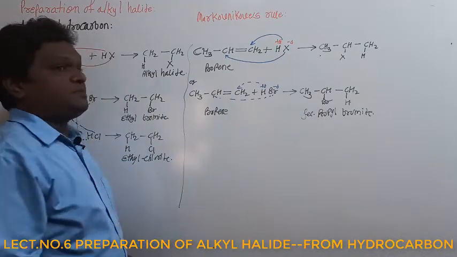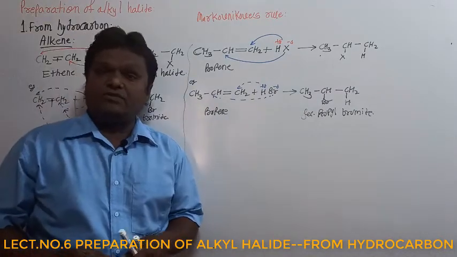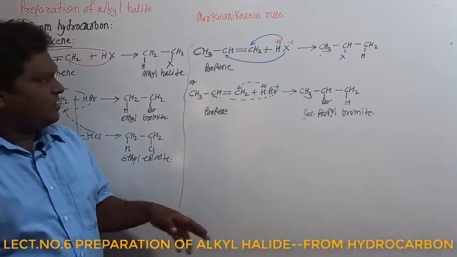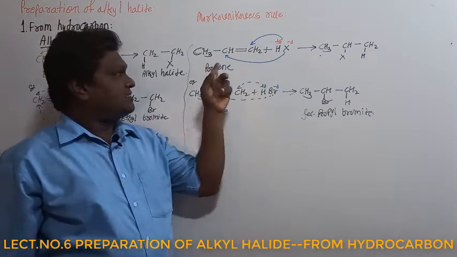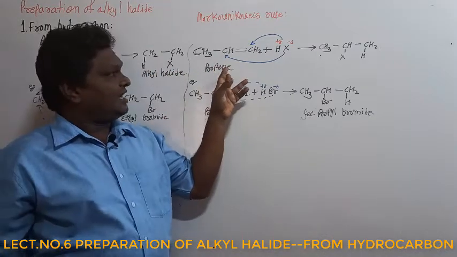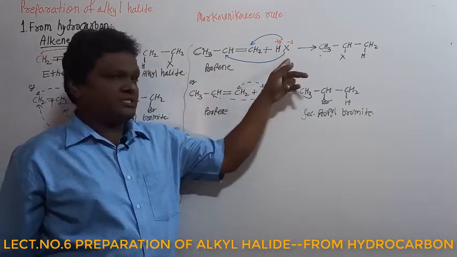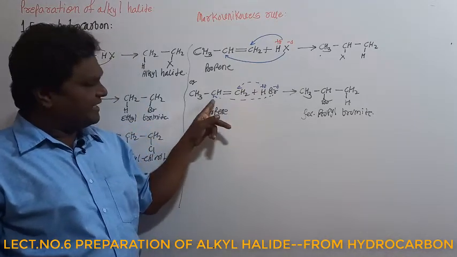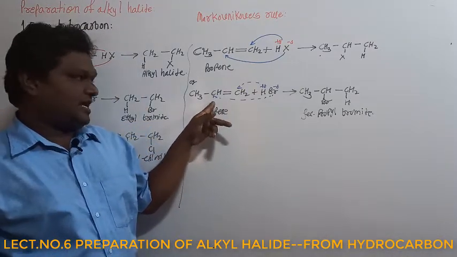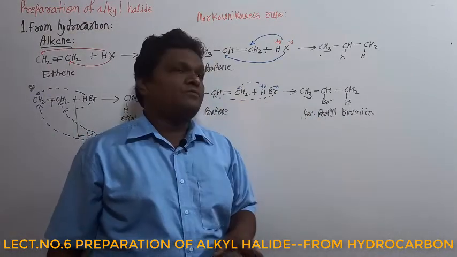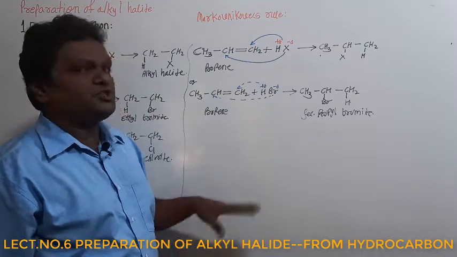Now, Markovnikov's rule is a very, very important rule in the exam. A question may be asked on this: state and explain Markovnikov's rule. Markovnikov's rule is: when an unsymmetrical alkene, not this, this is a symmetrical alkene, reacts with an unsymmetrical reagent like HX or HBr, the negative part of the reagent will attach to that carbon atom which contains fewer hydrogen atoms. So you are going to get this.